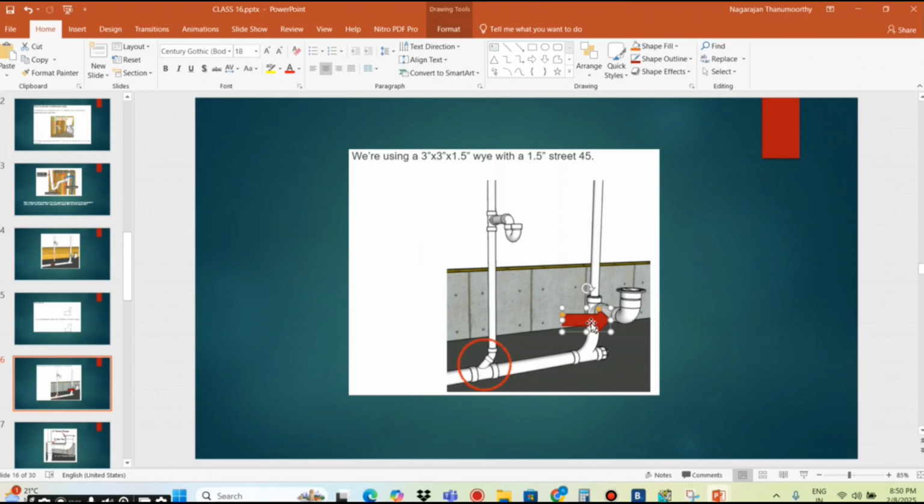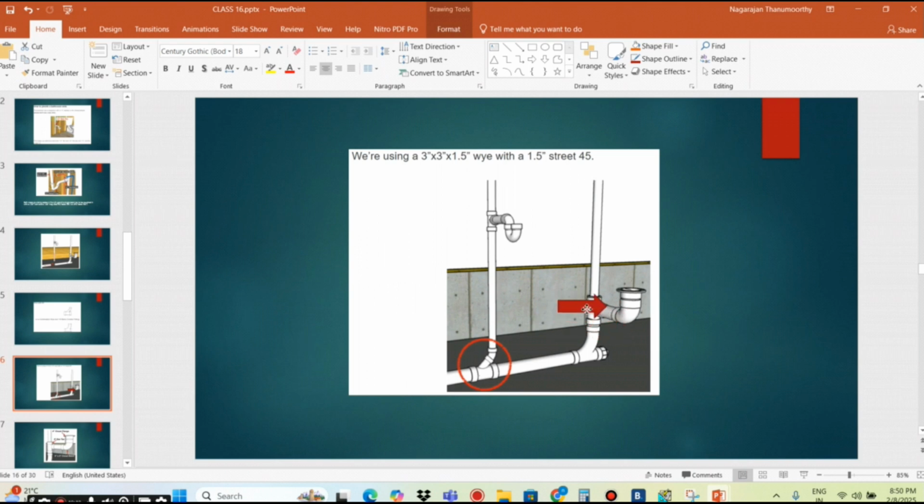But normally in the Middle East, we don't use this type of reducer. I'll show you those fittings also. 4 by 3 we can use, but normally in the Middle East we directly use 4 inch. So all this pipe will go with 4 inch, but it is acceptable to use 4 by 3. First the 4 inch flange will be there. After that, the 4 by 3 inch fittings will come from here.